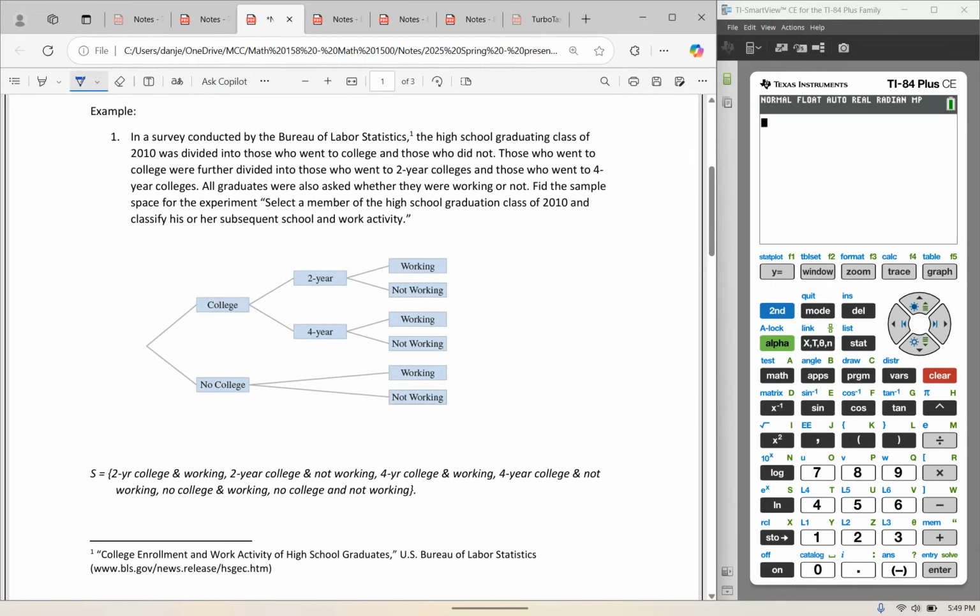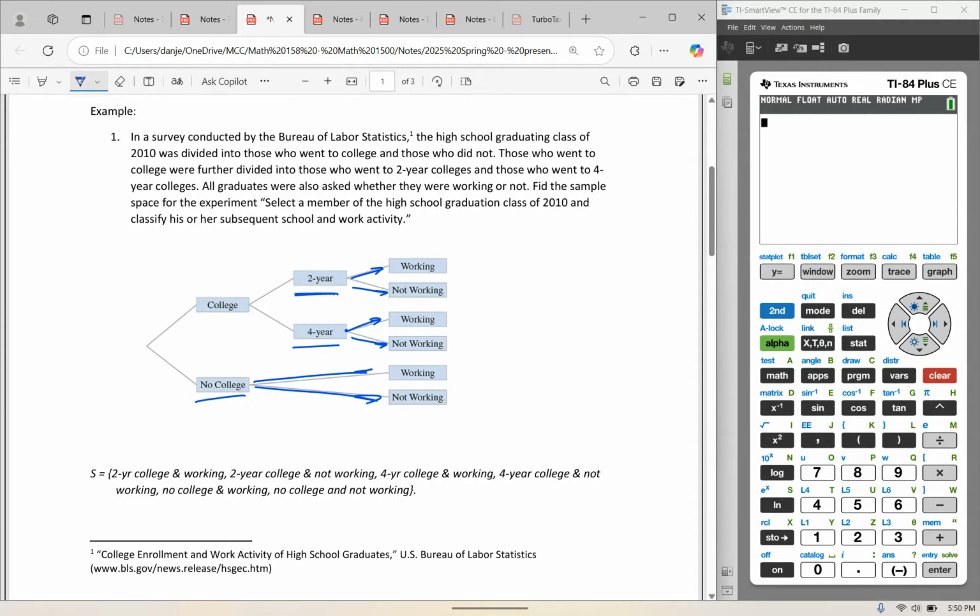So if I randomly select a student, the student might be going to college, the student might not be going to college. So what we're going to say is that I'm going to select a student and the student's either going to a 2-year college or a 4-year college, or not going to college. If the student is going to a 2-year college, they're either working or not working. 4-year college, they're working or not working. No college, they're working or not working. So there's actually 6 different possible outcomes here.